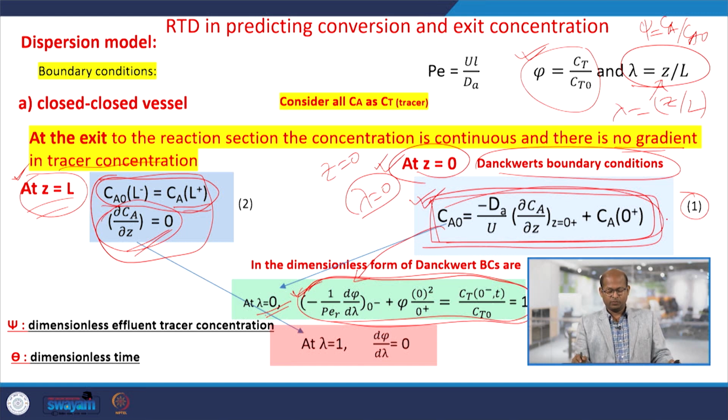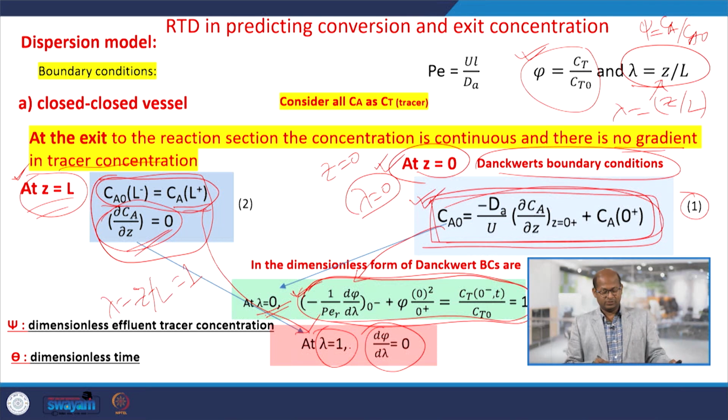We are converting equation 1's boundary condition into dimensionless form, and equation 2 we are also expressing at z equals L. Lambda equals z by L, so when z equals L, lambda equals 1. So when lambda equals 1, d psi by d lambda equals 0. This means two boundary conditions, this is 1a and this is 2a. So these are the two boundary conditions from equation 1 and equation 2, which we derived.